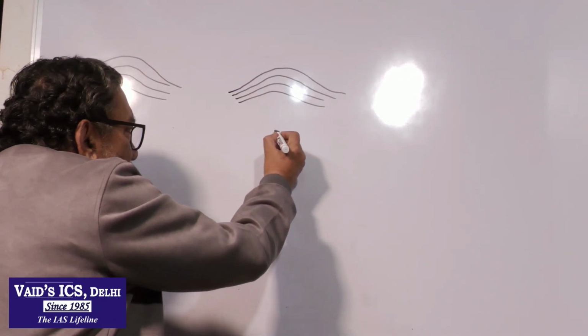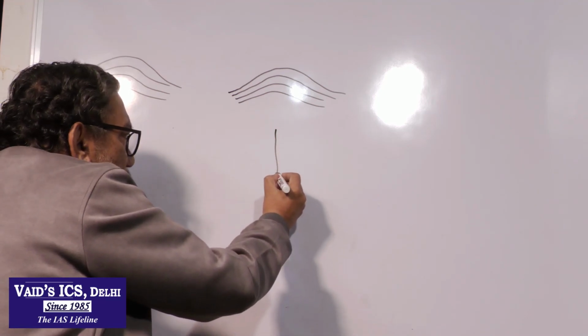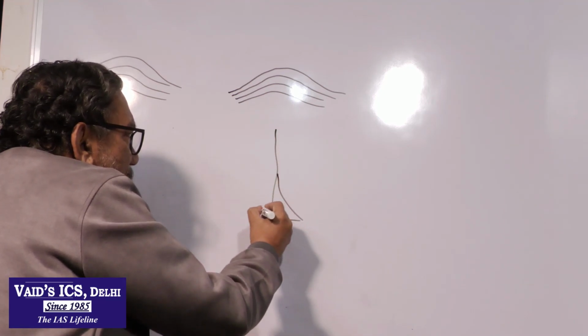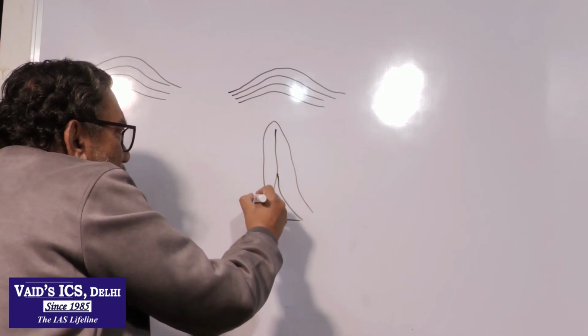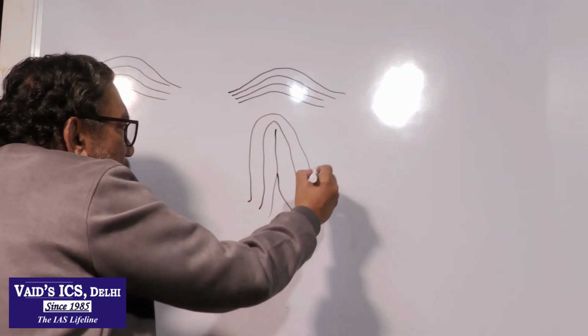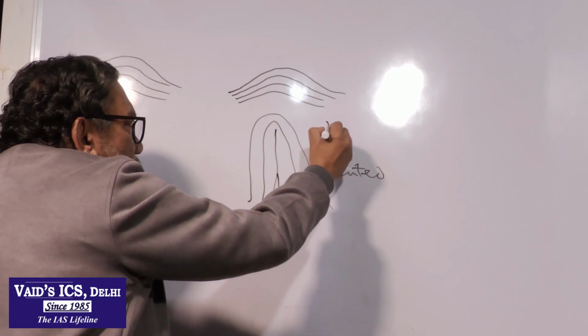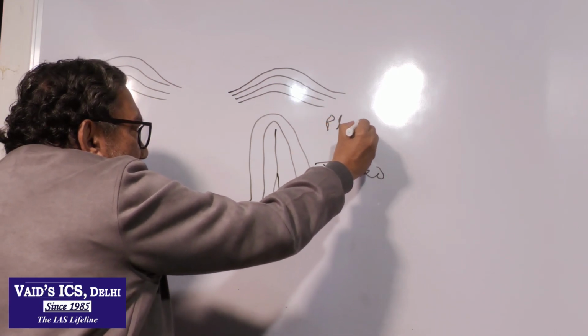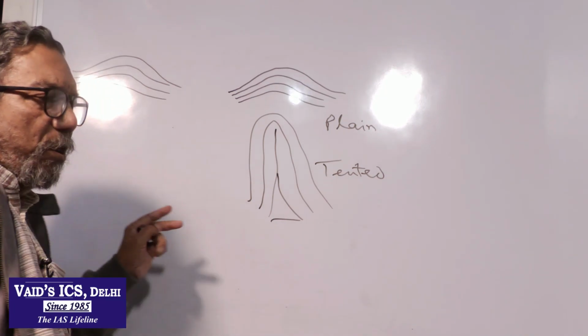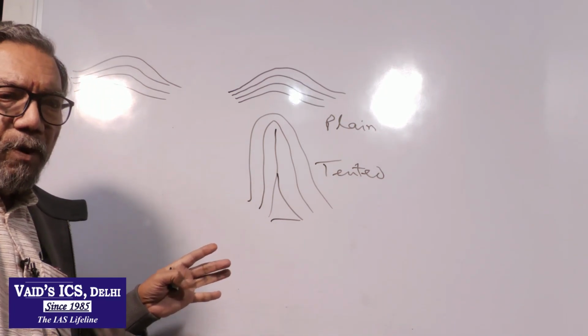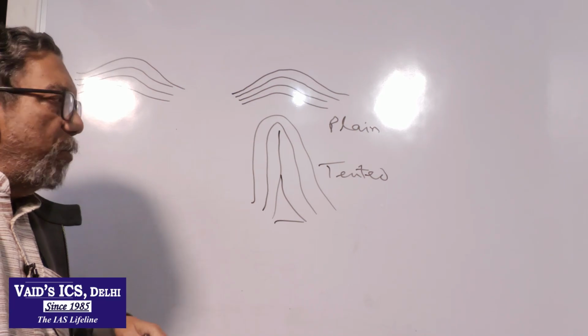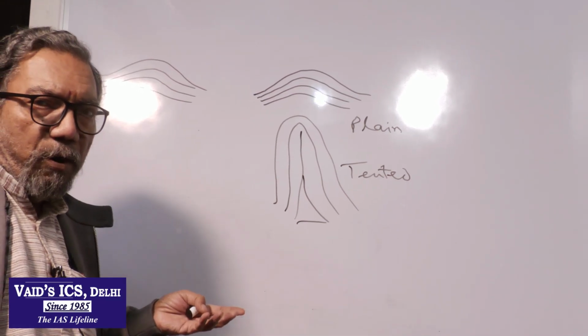And then you have the tented arch. You find a shape like a tent. This is called tented arch. This is plain arch. About 5 to 10% is the frequency of arches the world over.